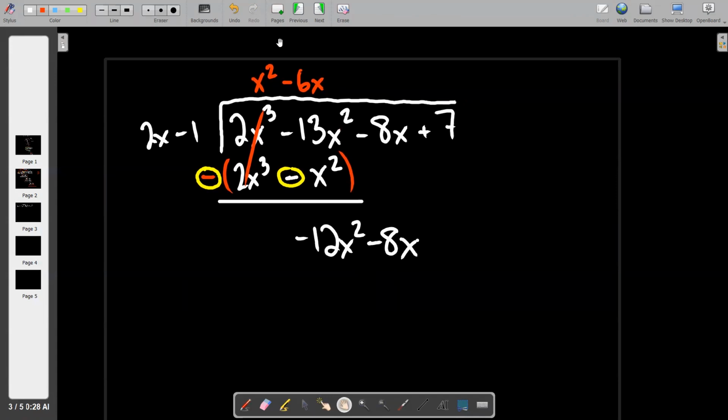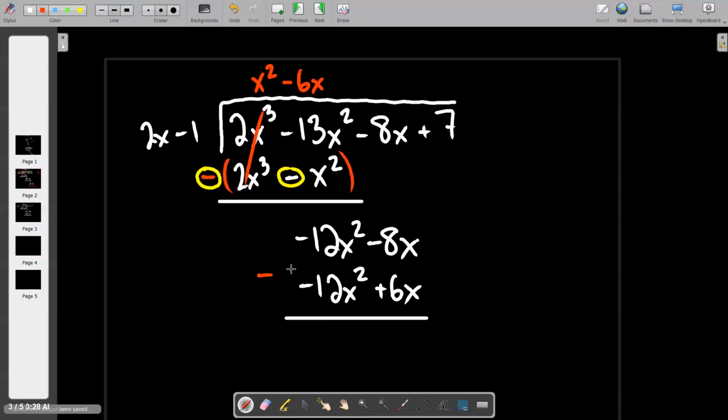So as I distribute it through, all my signs are going to change. So the first thing is going to be negative 12x squared. What's my second one going to be? And we're almost there. Draw your dividing line. Bring in your minus sign. Bring in your parentheses.